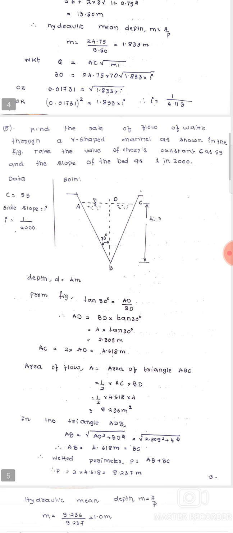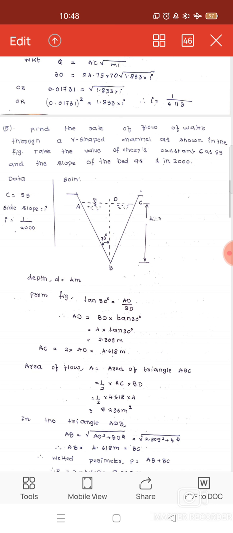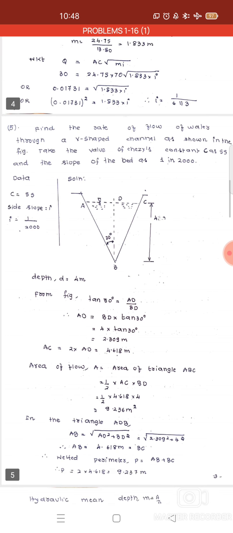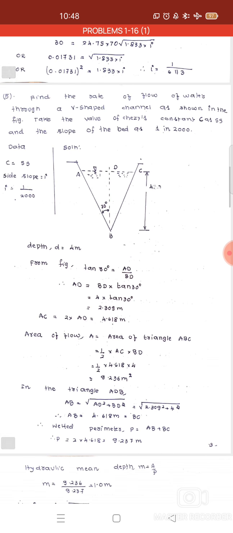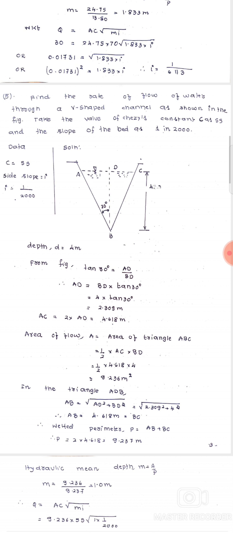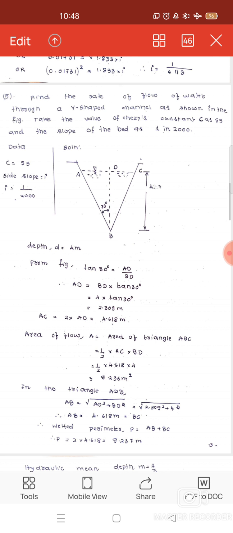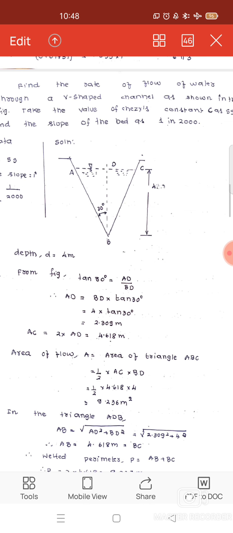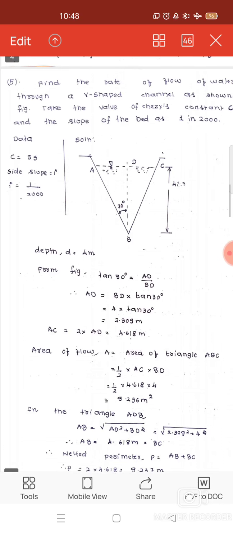The first two numericals belong to the rectangle, the third and fourth belong to the trapezoidal, and the fifth one we are doing now is a V-shaped channel, or triangular cross section. Find the rate of flow of water through a V-shaped channel as shown in the figure. Take the value of Chezy's constant as 55 and the slope of the bed as 1 in 2000. So the sketch is given, the depth is given, as well as the bed slope.